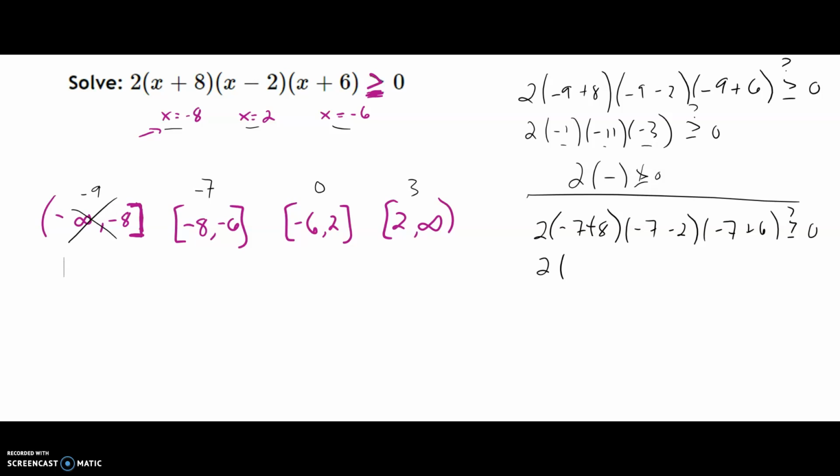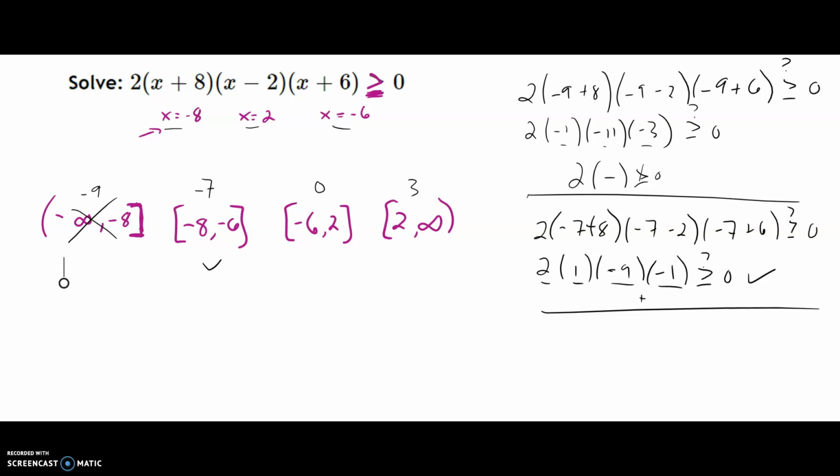So this is 2 times 1 times -9 times -1. Is that greater than or equal to 0? And this one is, right? Because I have a positive times a positive times a negative times a negative. So those two multiplied together give me a positive. So that one's going to work, right? So this is part of my solution. So that's part of my solution so far. And I got to do this 2 more times.